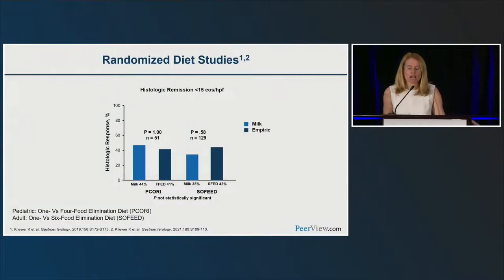Especially when we consider some data that came out of the Consortium for Eosinophilic Disease Researchers, where they did head-to-head trials comparing milk diet versus four-food elimination diet in kids, or milk versus six food elimination diet in adults. And really, there was no difference. You can see that milk elimination and four food elimination head-to-head comparison performed the same. And so whether one of these is better than the other to start off with, I think, is controversial.